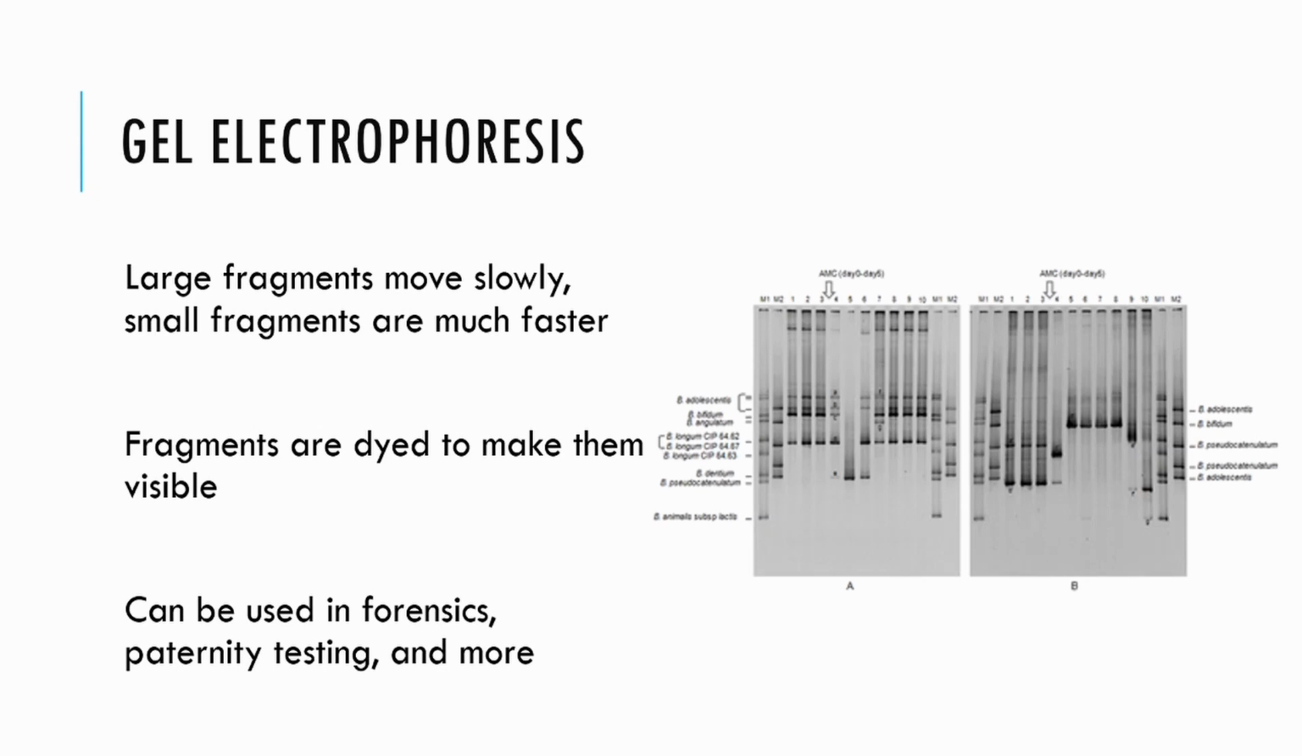We also add dye so that we can actually see these fragments. And like I mentioned, we can use this for forensics, paternity testing to determine if someone's father or mother, as well as determining if a species is the same species as another specimen, and so on and so forth. This is what the gel would look like after it is run and after it has been dyed. So we see that there's various bands that are these darkened regions. The ones that are further down here are going to be smaller fragments, and the ones that are found up here are larger fragments.